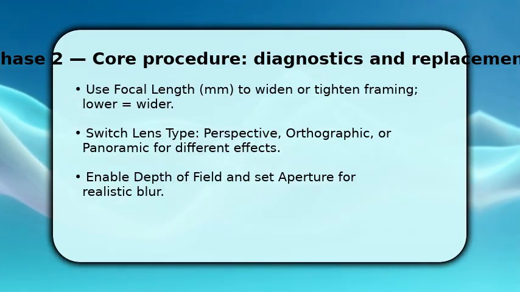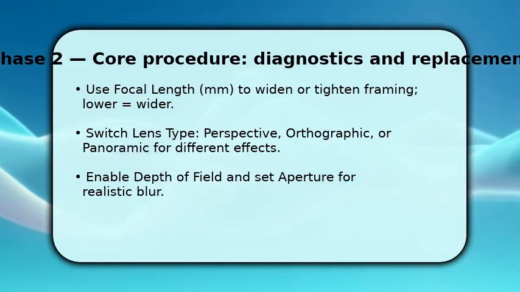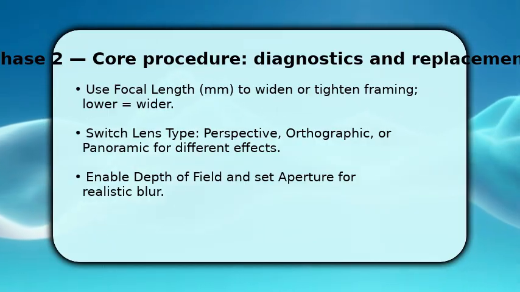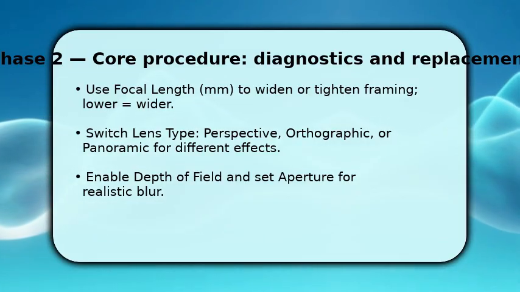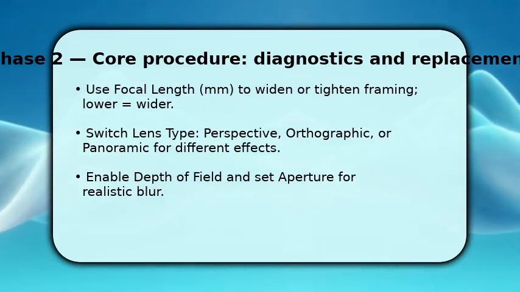Make sure the lens type is set correctly. Choose perspective for normal camera behavior, orthographic for no perspective, or panoramic for 360-degree renders. Once done, enable depth of field if you want realistic blur. Set aperture values to control bokeh, because this ties focal mechanics to depth of field.